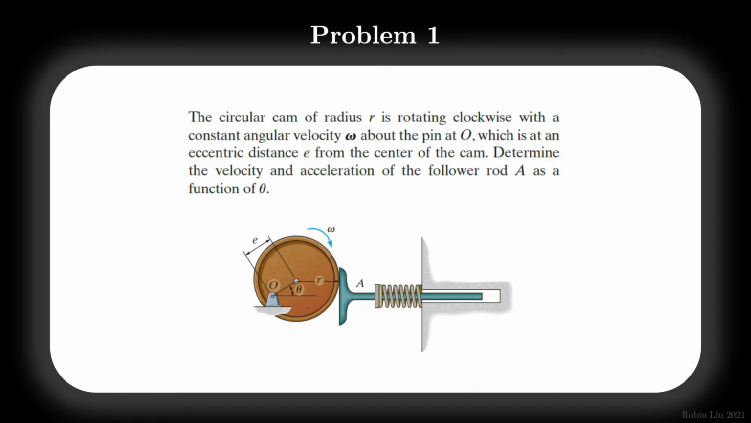The first problem states, the circular cam of radius r is rotating clockwise with a constant angular velocity omega about the pin at O, which is at an eccentric distance e from the center of the cam. Determine the velocity and acceleration of the follower rod A as a function of theta.